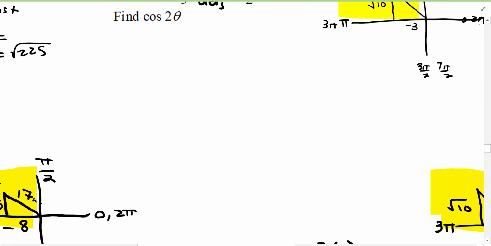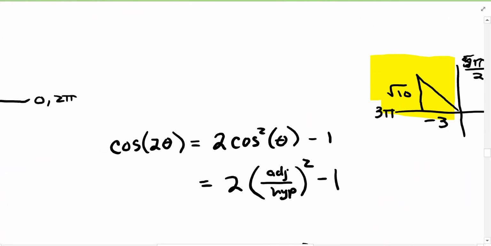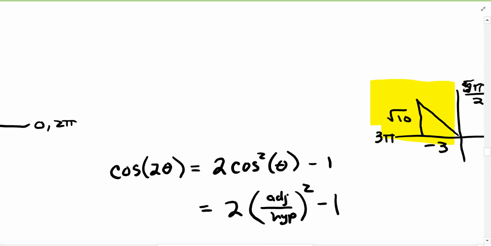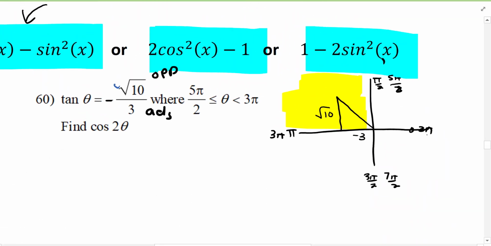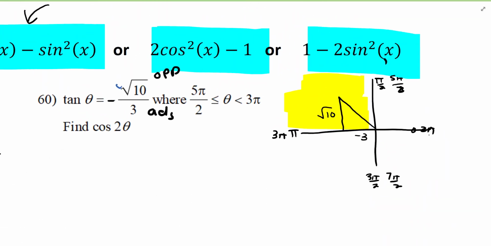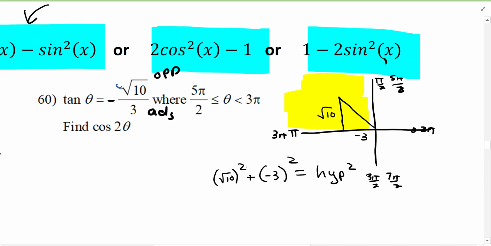Well, either way, we need to find cosine or sine, which we need to know the hypotenuse. And I think I probably did that down here. So, it looks like I didn't. So, root 10 squared plus negative 3 squared is equal to the hypotenuse squared. Well, root 10 times root 10 is just 10. Negative 3 squared is just 9. So we have to take the square root of 19, and there's our hypotenuse.